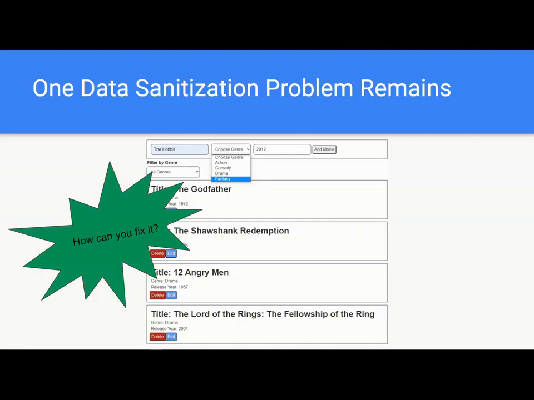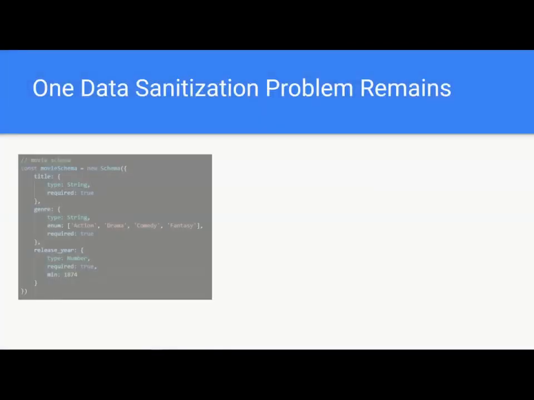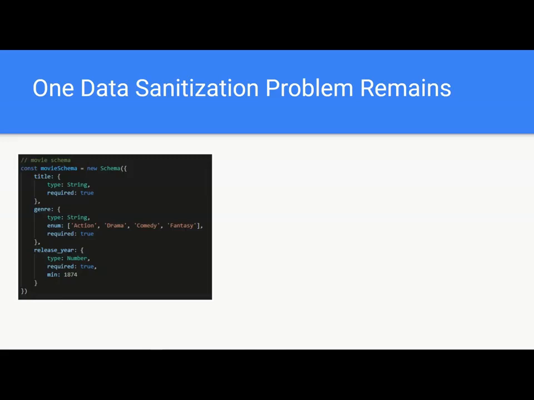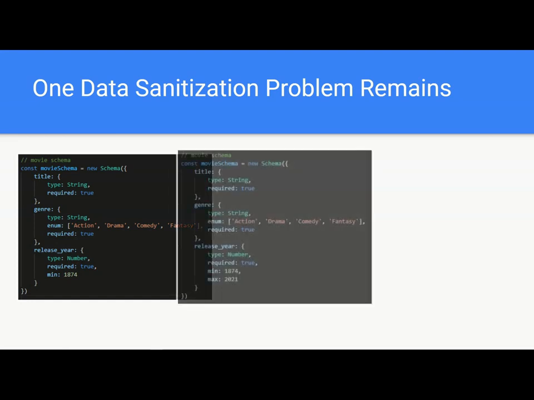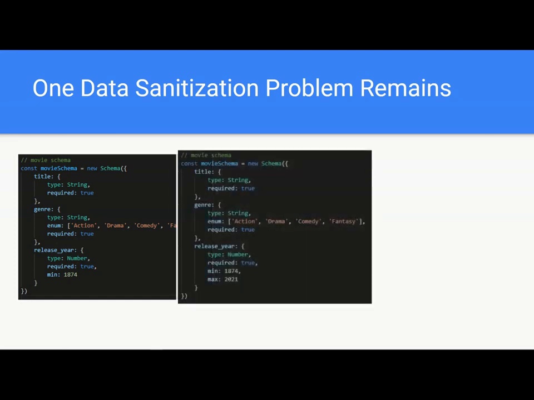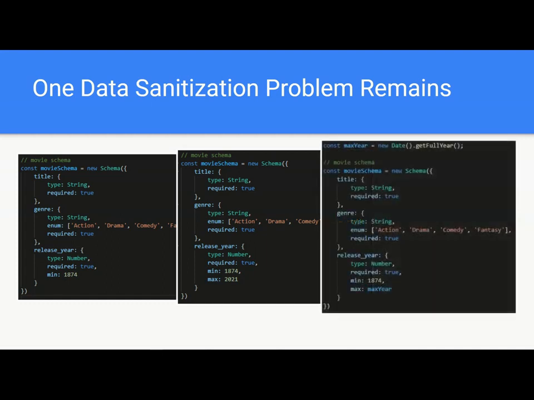You'll note that our data model already requires a valid number that's greater than 1874. Perhaps that will give you a clue as to how you could add a max requirement and put in the current year. That'll fix those Star Trek nerds. But when next year rolls around, you've got to remember to change your code so that the people can add the next Fast and Furious movie. Instead of providing a specific year, you could create a variable that finds the current year and then use that variable as your value for the maximum year allowed.